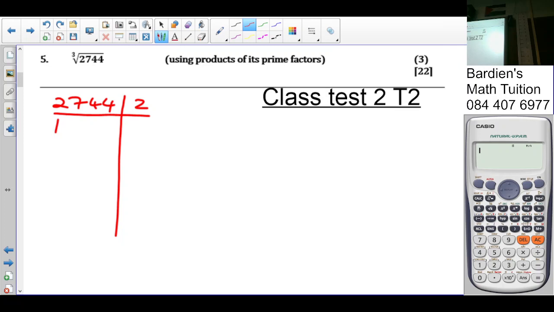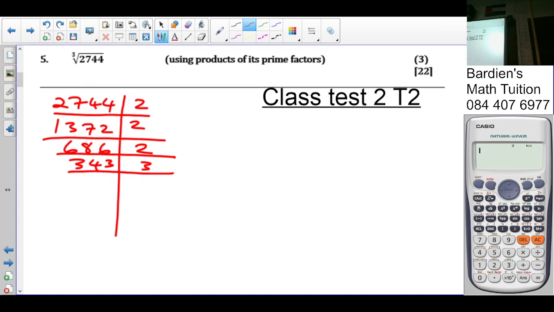So 2 goes into this. 1, 3 carry 1, so it's 7, 2. 2 goes 6, carry 1. That's going to be 6 is 8, carry 1, 6. Is that correct? 2 goes, 3, 4, 3. 3 goes? No, 3 doesn't go. 7 goes. 7 goes how many times? 49. 7 goes? 7. 7 goes?